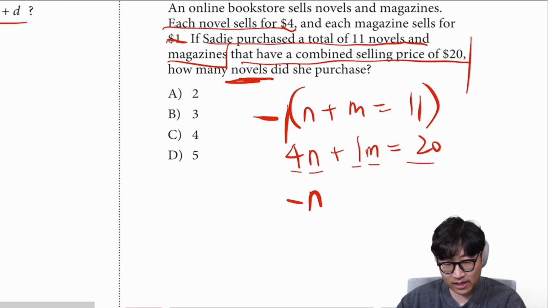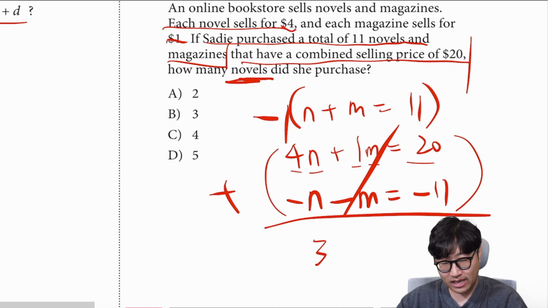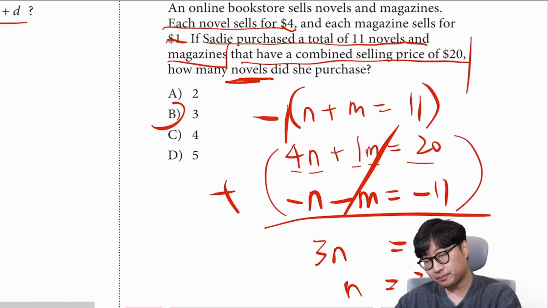So then that'll be negative n minus m is equal to negative 11. When you just add these two, then that cancels. 3n is equal to 9, so n is equal to 3.